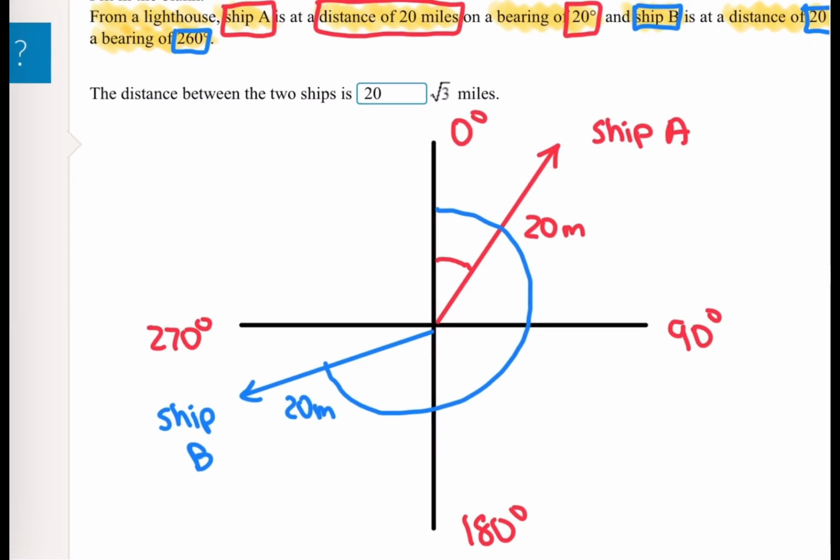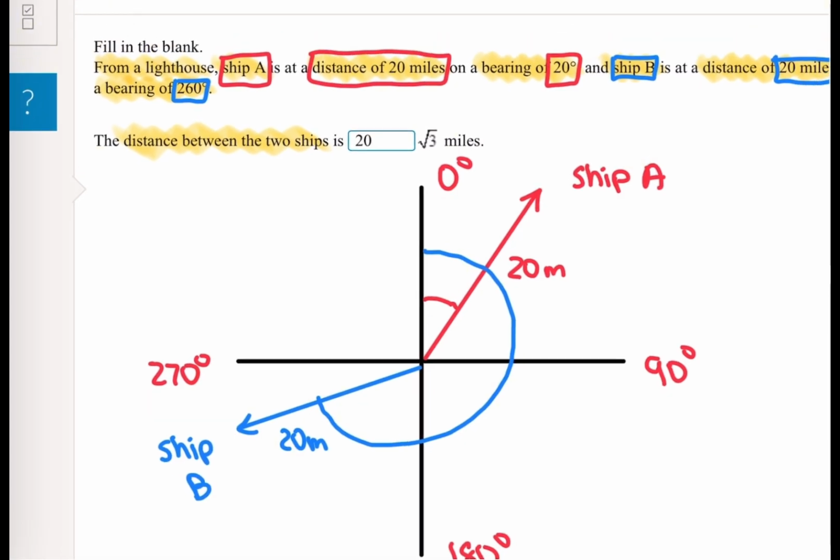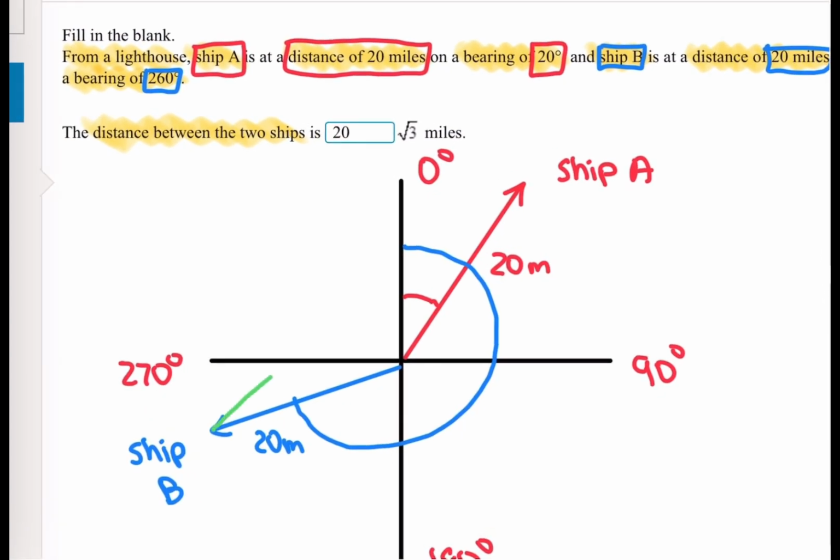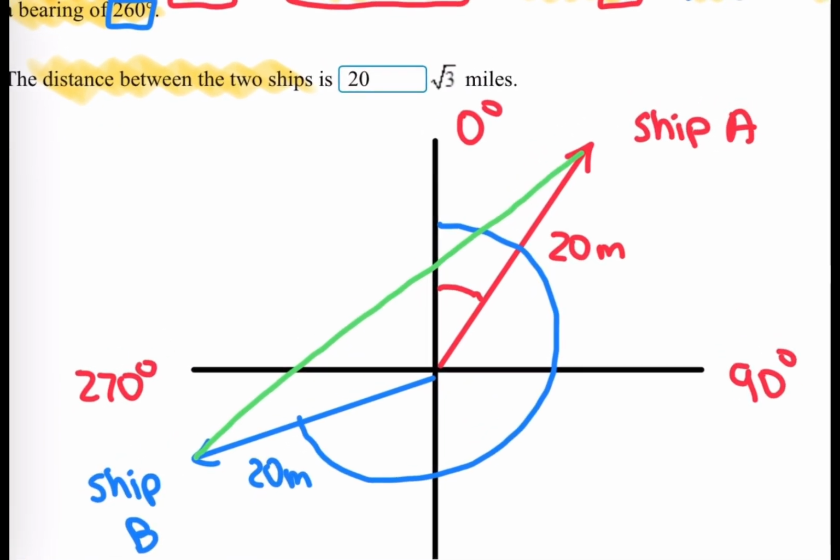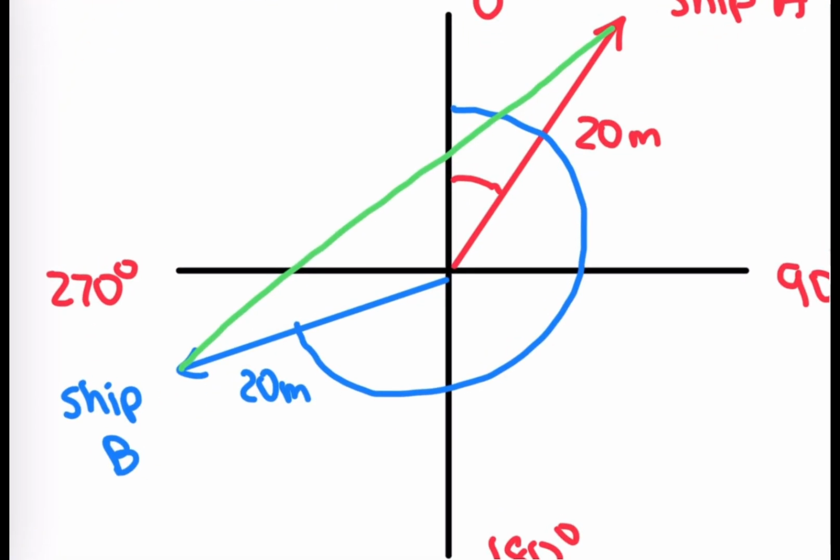Alright, now they're asking us to find the distance between the two ships. So I'm gonna draw a green line here, which is gonna be the distance between these two ships. Now if we want to find the value of this green line, we're going to have to find the value of this angle here. Okay, so we don't know what this angle is, but we can find it because we have all the values we need. So we're going to start off with this small angle here. To find this angle, we're going to do 270.